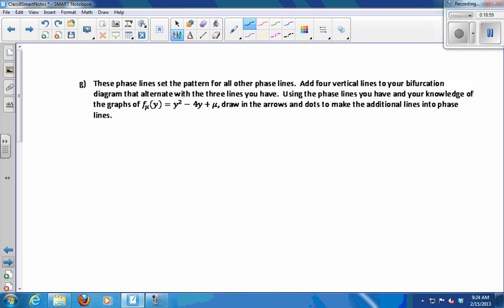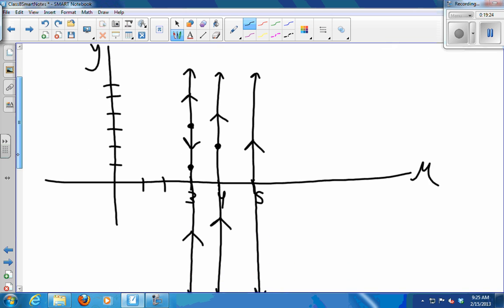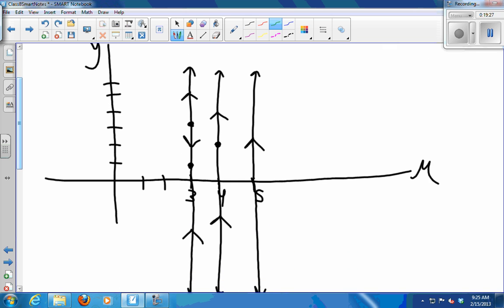So these phase lines set the pattern for all other phase lines. We're going to add 4 vertical lines to the diagram that we just created that alternate with the 3 lines that we already have. Using the lines we already have and our knowledge of what these parabolas will look like based on transformations, we're going to draw in the arrows and dots to make the lines into phase lines. So we go back over here. I'm going to add 4 lines, alternating with where I already have them. So maybe I'll put one here at 2, one here.